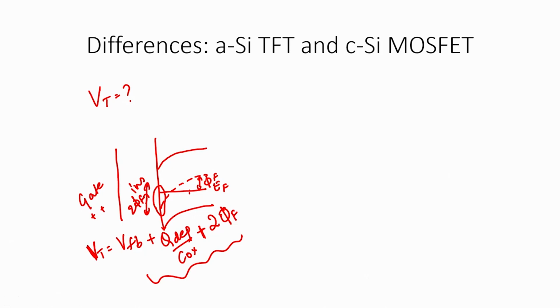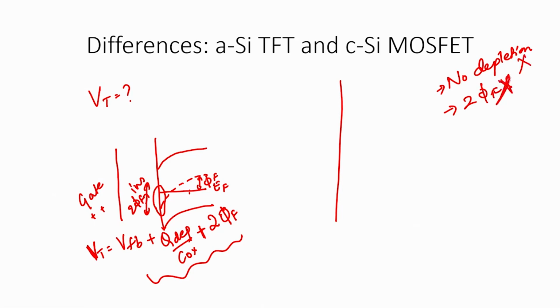What about non-crystalline semiconductors, amorphous semiconductors? In this case, there is nothing like a depletion layer. The semiconductor is intrinsic, there is nothing like a depletion layer, there is nothing like achieving this 2 phi f. So, there is no inversion point wherein the surface potential achieves 2 phi f. These definitions do not exist in a similar manner as in the case of crystalline semiconductors.